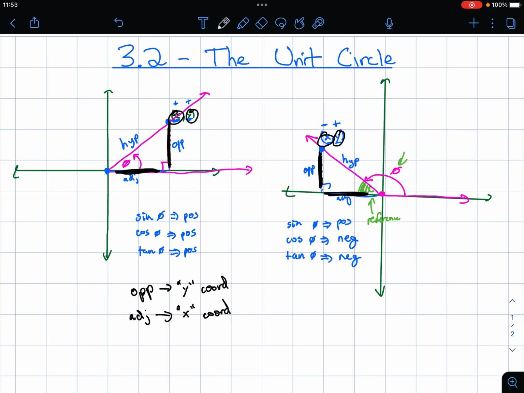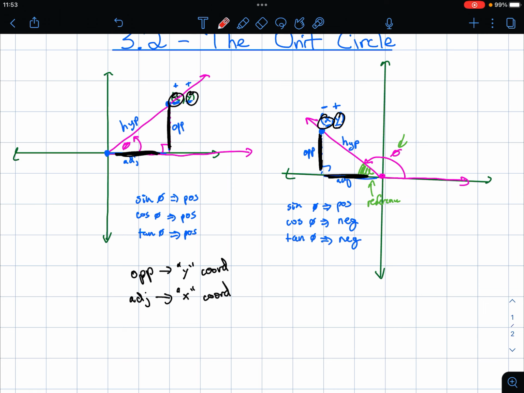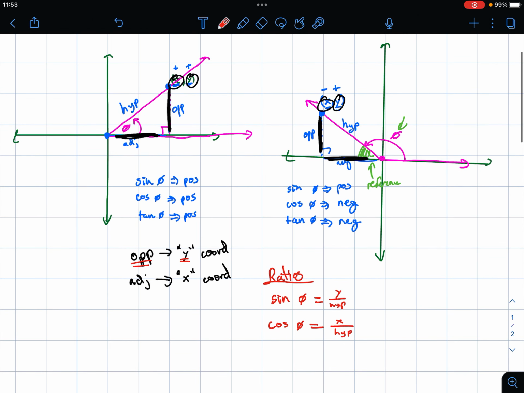Building off that idea, if we consider our ratios, because our trig functions produce ratios, that's very important. Our sine ratio of theta, which is equal to the opposite over the hypotenuse, but we said our opposite is just our y-coordinate, so it's actually equal to y over the hypotenuse. Our cosine ratio, cosine of some angle theta, is equal to x over the hypotenuse, because the x-coordinate corresponds to the adjacent. And then tan of theta is equal to the y-coordinate, the opposite, over the x-coordinate, the adjacent.